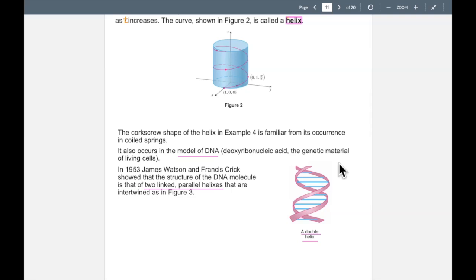In 1953, James Watson and Francis Crick showed that the structure of the DNA model is that of two linked helixes. Okay. Now we can remember this. The graph of the vector function is actually like this. You can think about it as a circular motion combined with the upward motion. Okay. Upward.